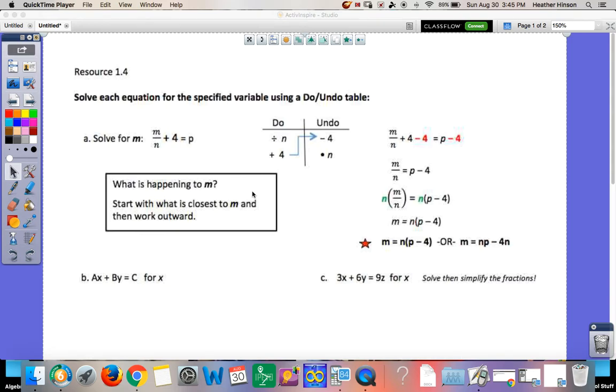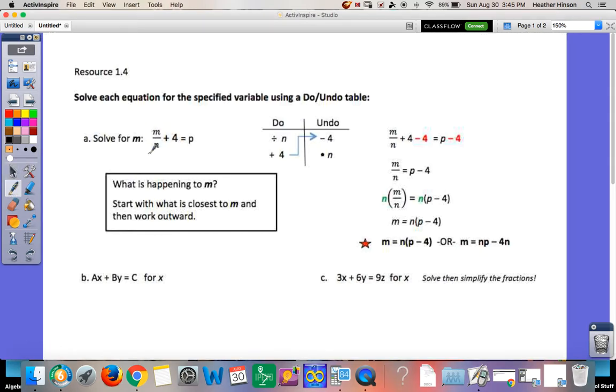Okay, so today we are going to be doing lesson 1-4, which is all about literal equations. Literal equations are just like formulas or regular equations, but you're not going to see a ton of numbers. It's going to be mostly letters. We can solve them exactly like we do regular equations though. If it makes it easier, we're going to set up a do-undo table. I'll show you what this is.